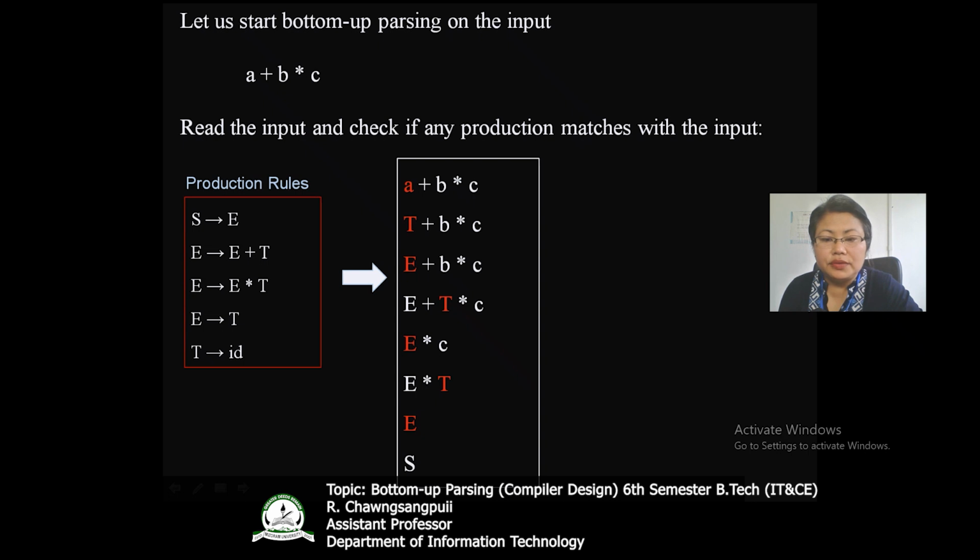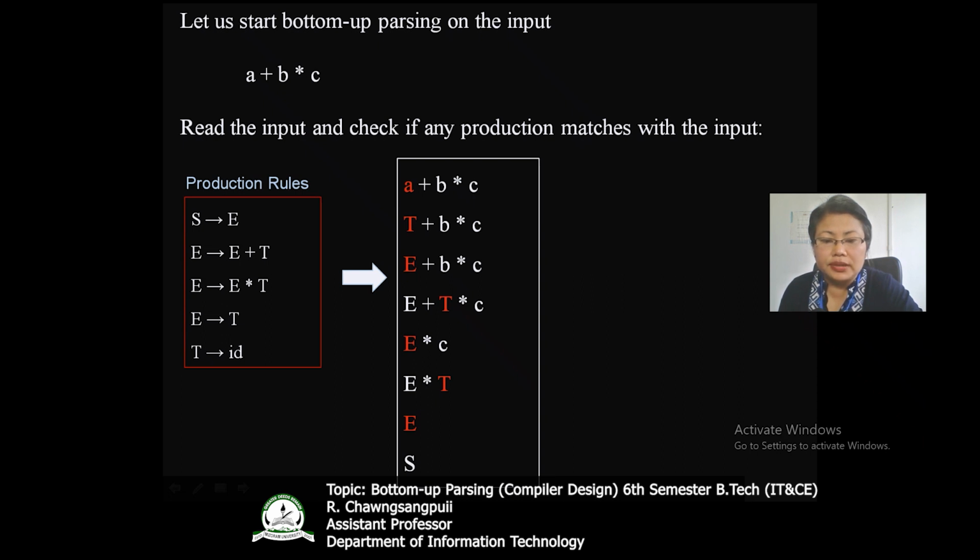Now if you see E plus T, which you have out here on the second production rule, E can have the form E plus T. So in the place of E plus T, E can be replaced. So we're going to replace all this which you have seen out here by the left hand side of the production rule. So E plus T becomes E.